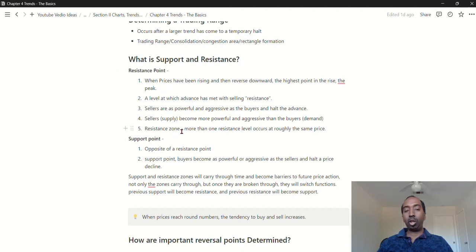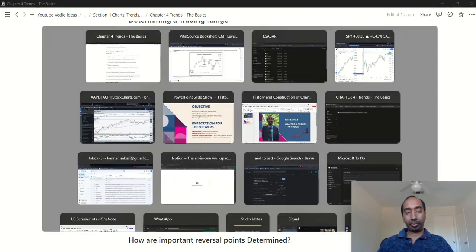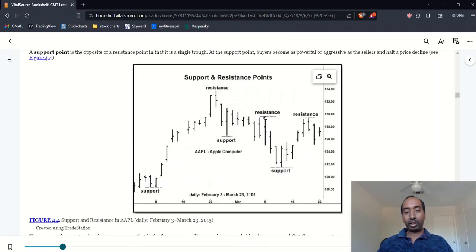Resistance zone: more than one resistance level occurs at roughly the same price. Here, if you see, this is a resistance zone and this is another resistance zone. Both are almost at the same price. This level is called a resistance zone. When we draw two lines, we get a resistance zone.